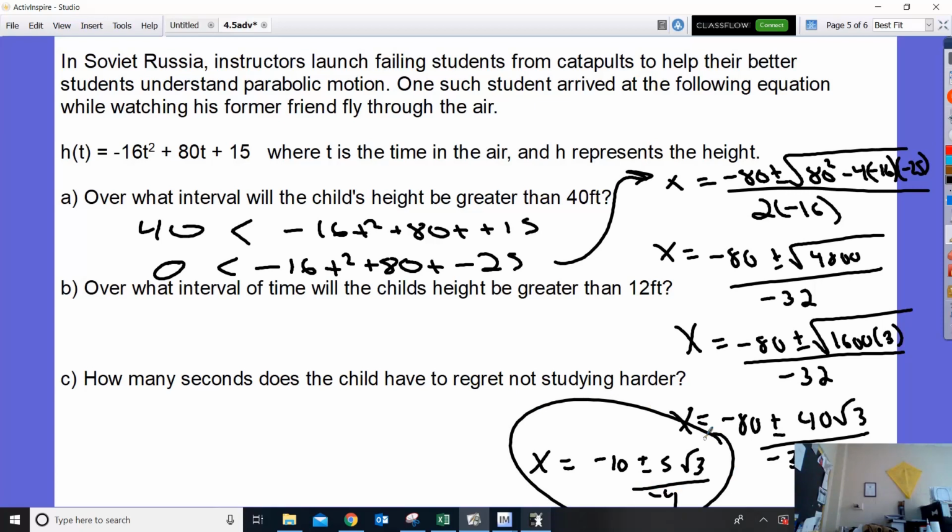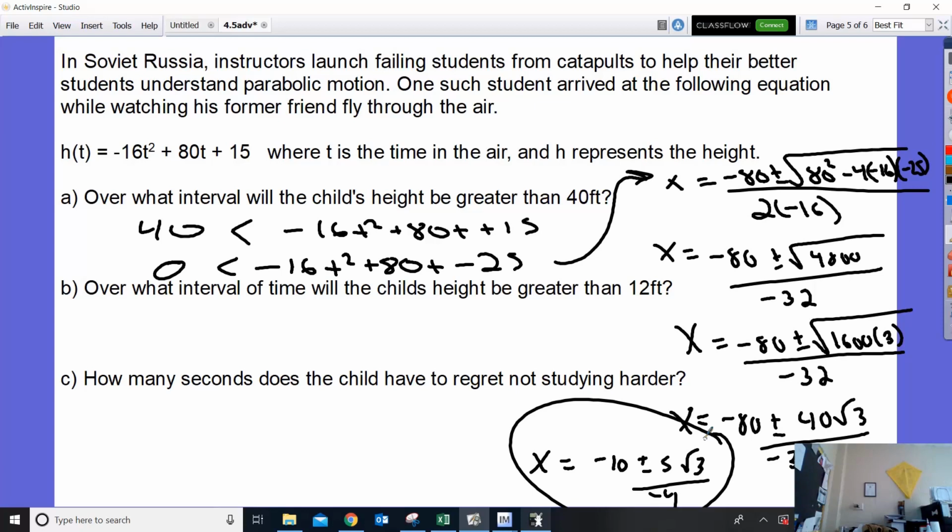It's not much, but it's something. You can go to a calculator and you can approximate. Now, I'm not even going to bother looking at the graph on this thing. There's absolutely no point looking at the graph. The kid goes up, kid goes down. So the time that you're greater than 40 is stuck between those two answers, isn't it? You should be able to kind of visualize that in your head. Kid goes up, kid goes down. Somewhere in there is about 40.